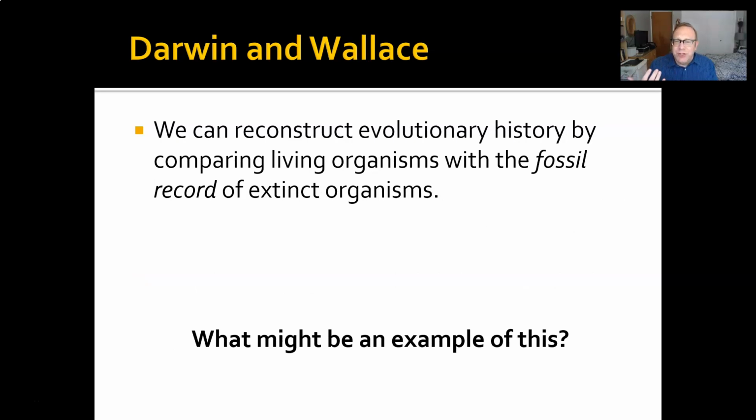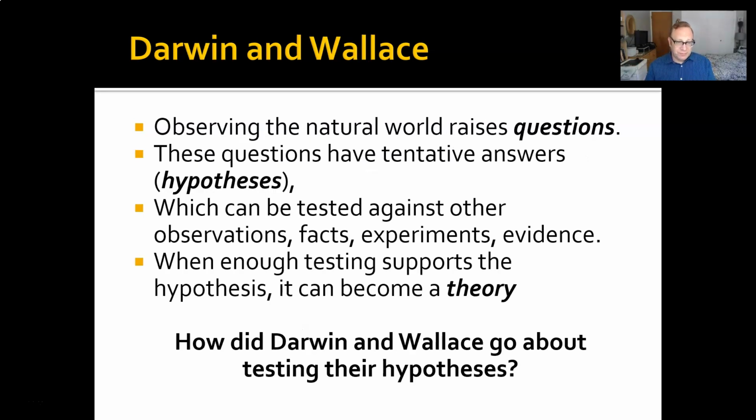We can construct evolutionary history by comparing living organisms with the fossil record of extinct organisms. Think of an example of this, either from the movie or from another source that you have. Observing the natural world raises questions. These questions have tentative answers that we call hypotheses, which can be tested against other observations, facts, experiments, evidence, etc. When enough testing supports the hypothesis, it can become a theory. How did Darwin and Wallace go about testing their hypotheses?